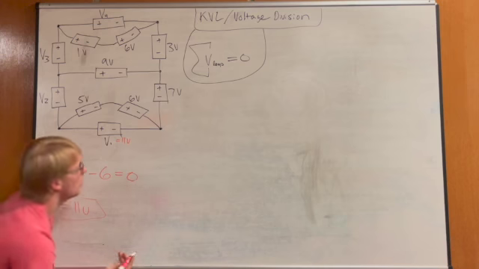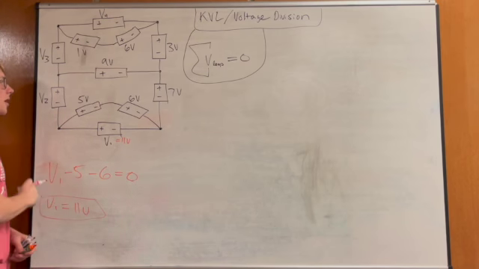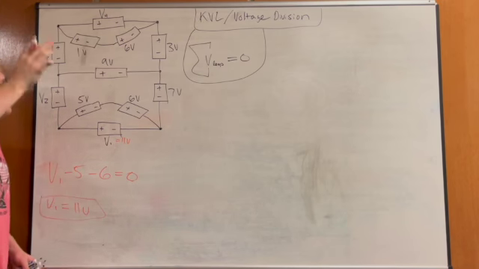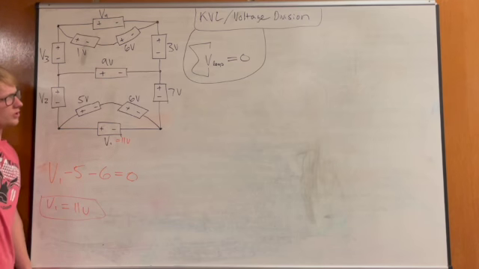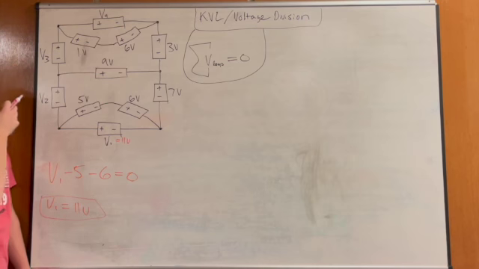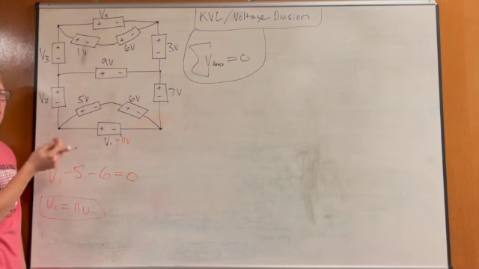The second one, and I want to add this. The loop that you should choose is a loop that contains an unknown and only one unknown.